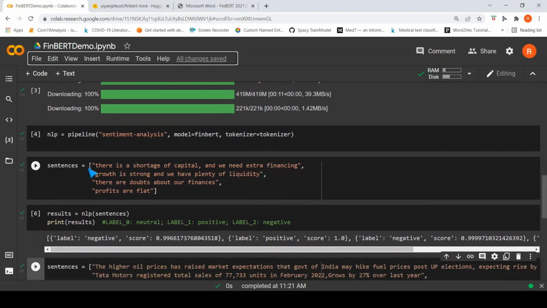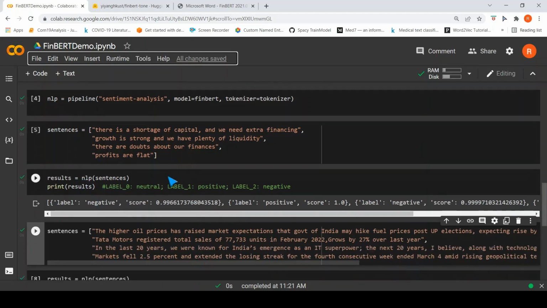And here are examples. So these are some sentences, right? There is a shortage of capital and we need extra financing. Growth is strong and we have plenty of liquidity. There are doubts about our finances. Profits are flat. So the first one is negative sentiment. The second one is positive. The third one is again negative. The last one may be negative or neutral, depending upon how you see it. So let's pass these sentences to this pipeline and see what the results from this particular model are.